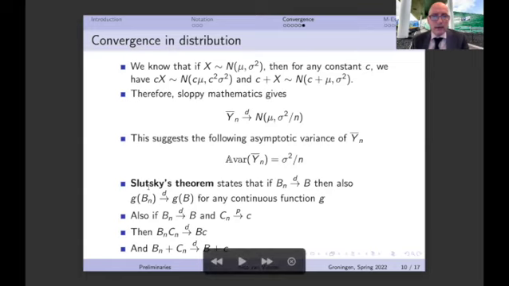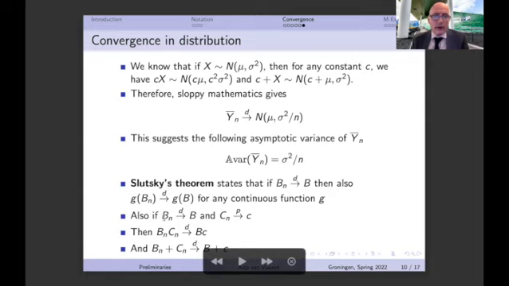Well, like we had the continuous mapping theorem in the case that we had convergence in probability, we also have Slutsky's theorem. And Slutsky's theorem states that, well, if Bn converges in distribution to B, then we also have, for a continuous function g, that g(Bn) is going to converge in distribution to this g(B) that we have over here.